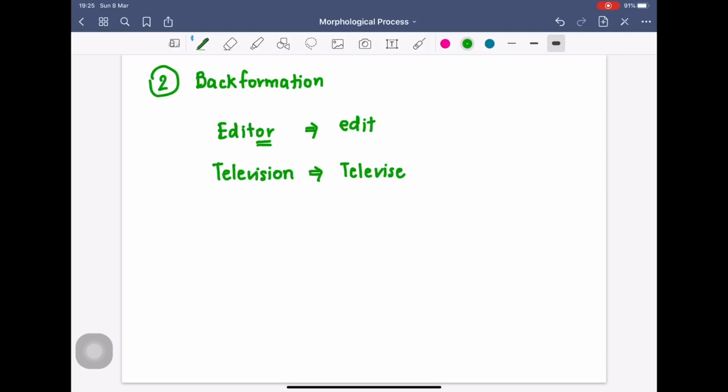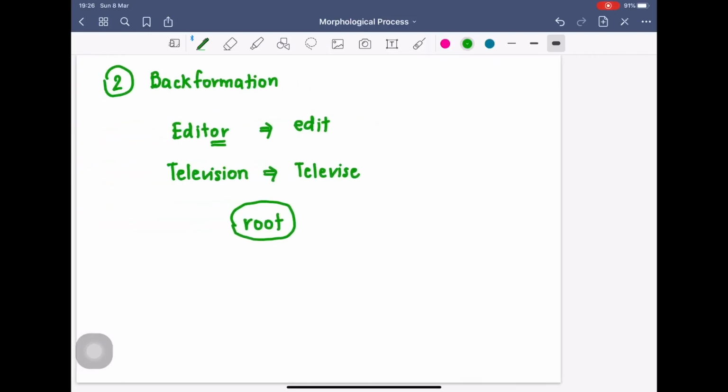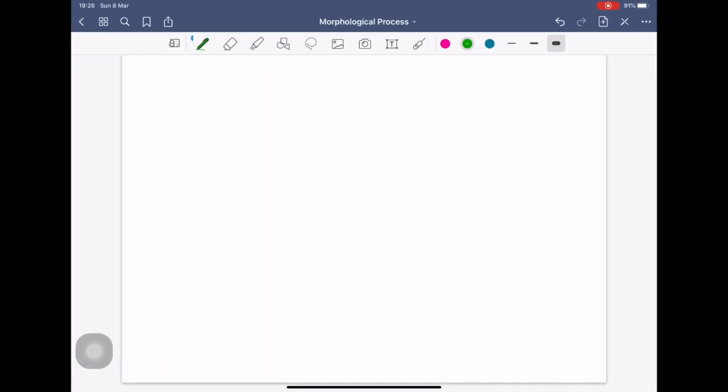So really simple. Back formation is the opposite of affixation, because for affixation you have the root plus the affix, but here for back formation, before you have the root and the affix, right? But after you just remove, you can see, remove, and what is left is just the root, and then we can get the new word. Really simple. Okay, let's move on to another one.